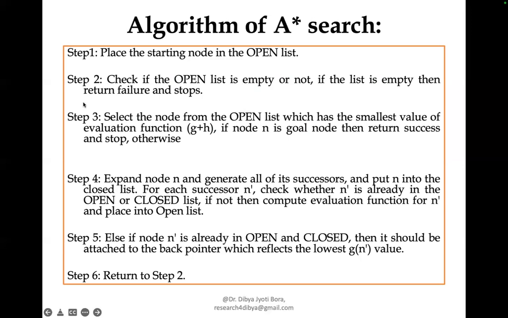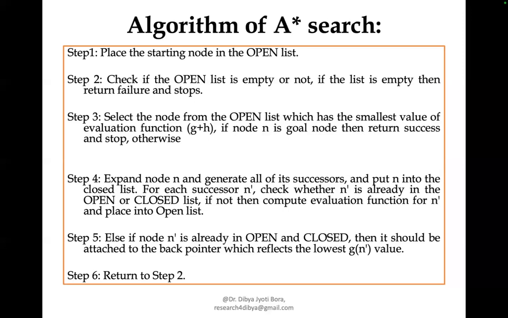राइट, अगर ओपन लिस्ट में कुछ एलिमेंट्स होगा ही नहीं तो हम एक्सप्लोर कर ही नहीं सकते, राइट? सो दिस मीन इट इज फेल्योर एंड वी हैव टू स्टॉप. देन स्टेप 3, select the node from the open list which has the smallest value of evaluation function g plus h, जिसको हम फिटनेस नंबर भी बोलते हैं. ठीक है? तो हम ओपन लिस्ट में से वो पार्टिकुलर नोड उठा रहे हैं जिसका इवैल्यूएशन फंक्शन का वैल्यू सबसे स्मॉल हो, right? If node n is the goal node, then return success and stop.